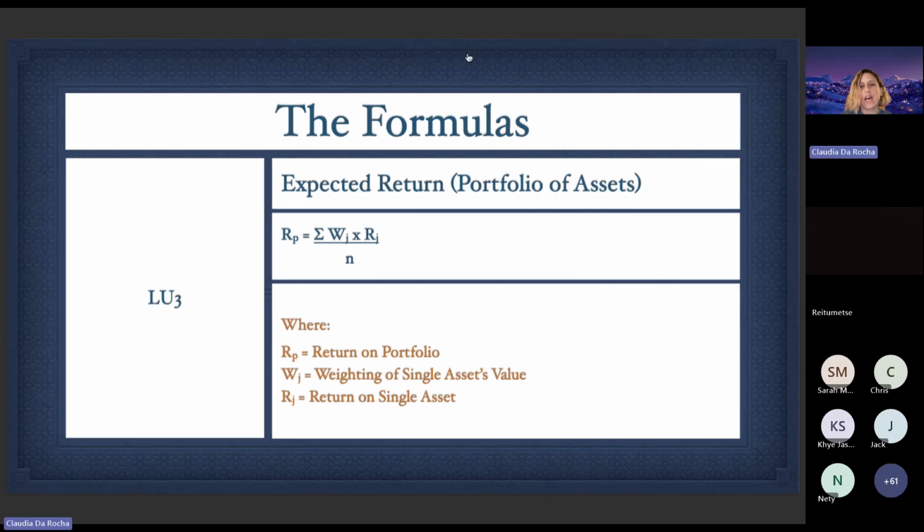Okay, we then have expected return for a portfolio of assets. This is when you have more than one share, more than one investment or more than one company, and you want to understand what the return is. The formula is: your return is equal to the sum of the weighting times your return, over N. If you are looking in your textbook, you will note that this formula doesn't have the divide by N in it, but it must.